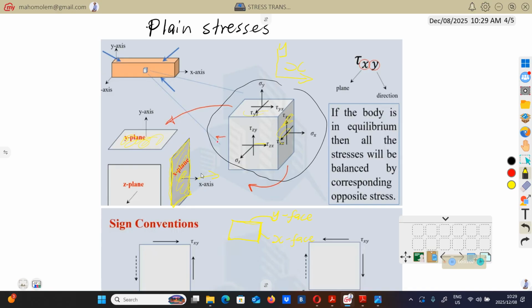Remember, this vertical plane is perpendicular. It forms 90 degrees with this X direction. So because this plane is normal to this X direction, that's why we call this thing X plane. So the same thing with this plane here. Remember, this is the Y direction. So because this plane is normal, it forms 90 degrees with this Y direction, or is normal to the Y direction, then we call this thing the Y plane.